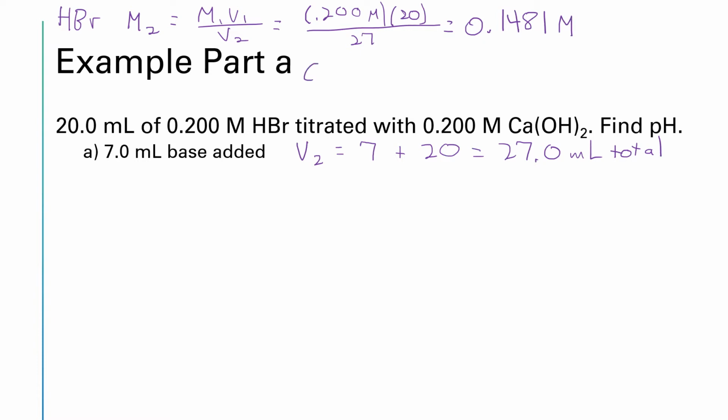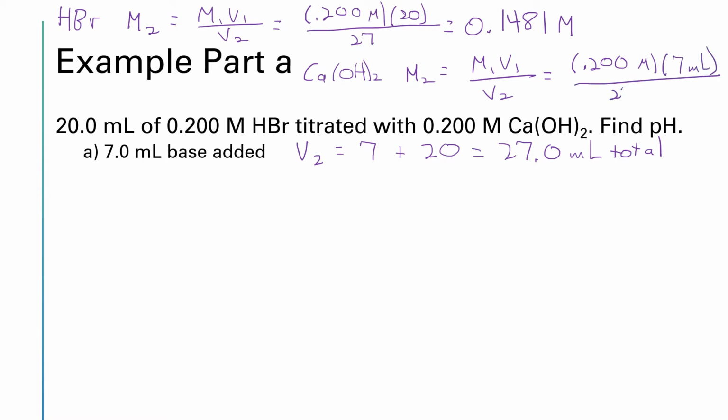So that was the HBr. The calcium hydroxide is going to have an M2 of, let's see, M1V1 over V2. And that's going to be M1 was 0.2 molar, V1 was 7 mils, and V2 was 27 mils. So by the time we run all of that through a calculator, we'll have the concentration here for the base. Let's see, I'm running out of room to write this, so I'll squeeze it in over here on the left. That'll be 0.05185 molar.